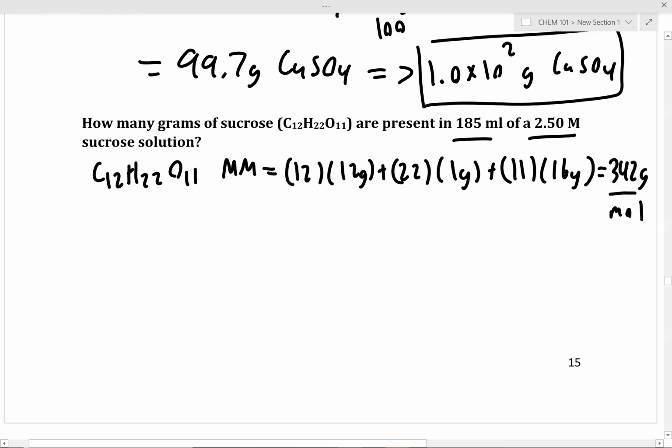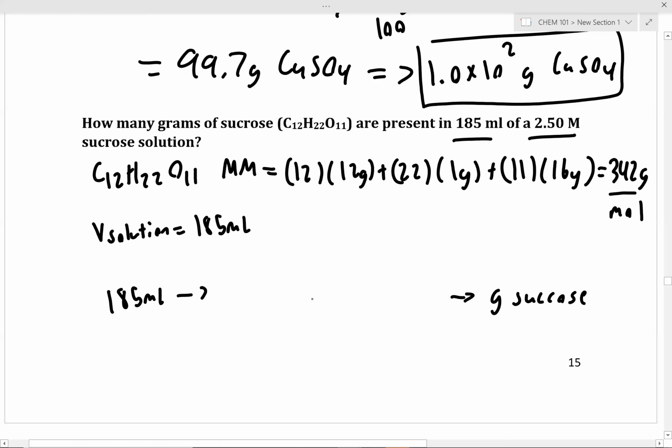Wonderful. Okay, now from here, we are given the volume of solution is 185 milliliters. So starting from the volume of solution of 185 milliliters, in the end, we want to be able to report the grams of sucrose. Now, where do we calculate the grams of a substance from? What units? Where do we get grams from typically?